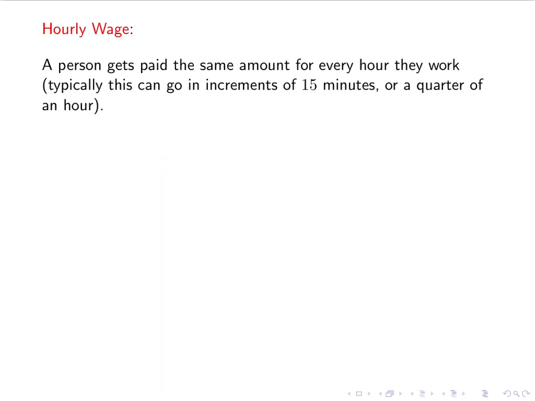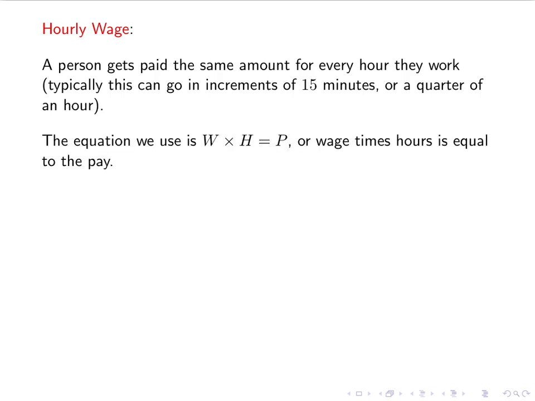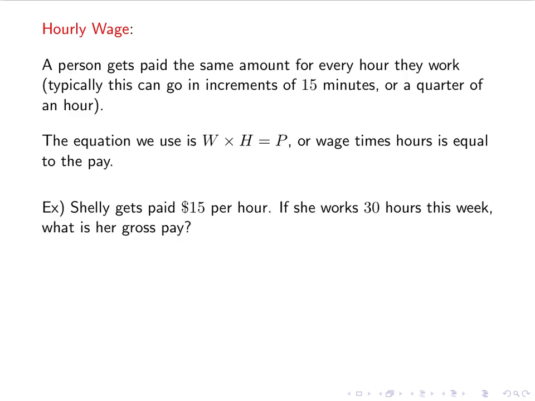So hourly wage is probably the most straightforward. A person gets paid the same amount for every hour they work. Typically, these can go in increments of 15 minutes or a quarter of an hour. The equation that we're going to use is W times H equals P, or the wage times the hours equals the pay.